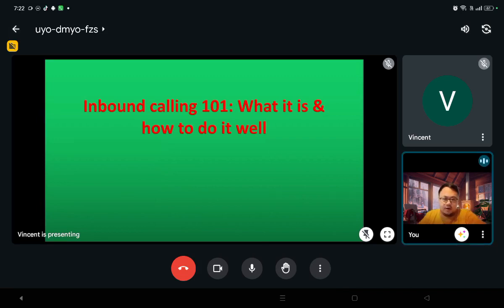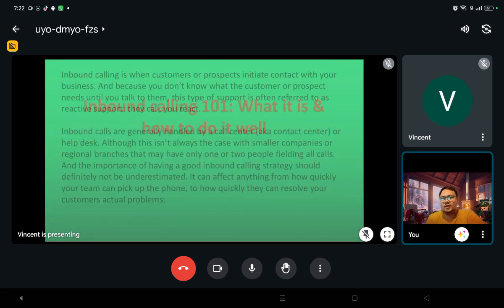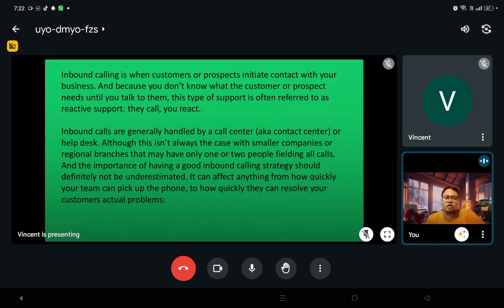Okay, so here we have inbound calling 101. What is it and how to do it well? Inbound calling is when customers or prospects initiate contact with your or our business. Because you don't know what the customer or prospect needs until you talk to them, this type of support is often referred to as reactive support. They call, you react.